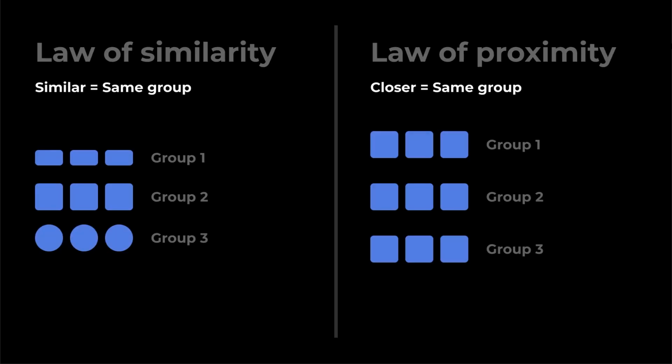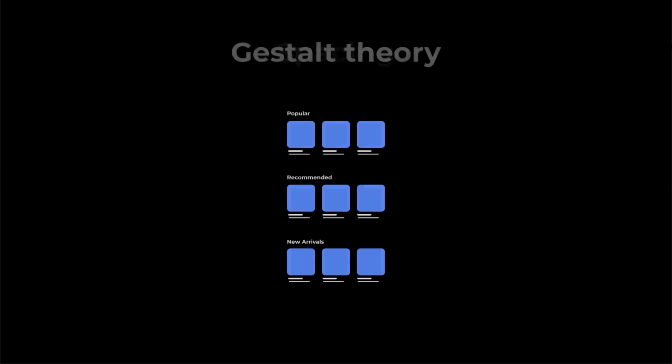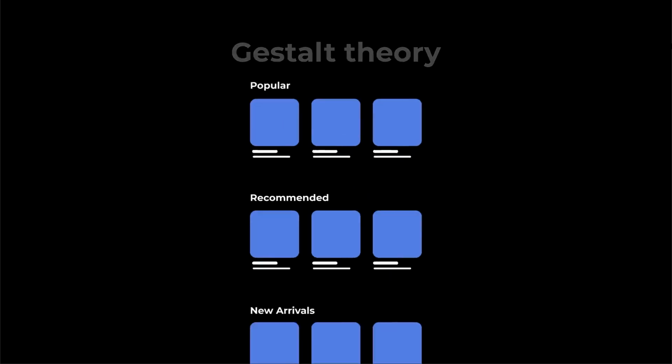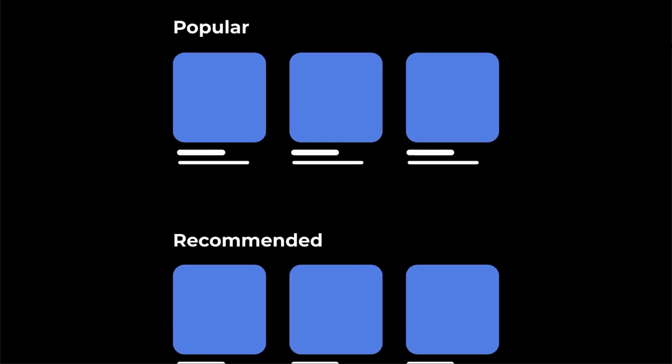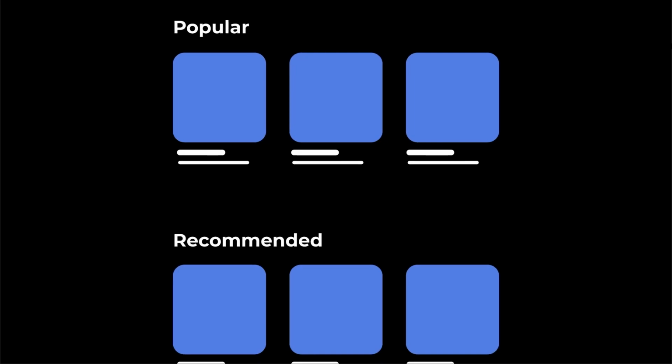Rule number 2. Use the law of similarity and proximity to simplify the design. You can use shape, size, color, and spacing to group elements. Gestalt theory emphasizes that the whole of something is greater than its parts, focusing on how our minds perceive patterns and wholes rather than just individual elements.